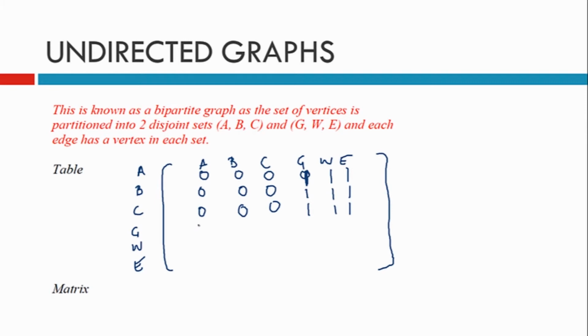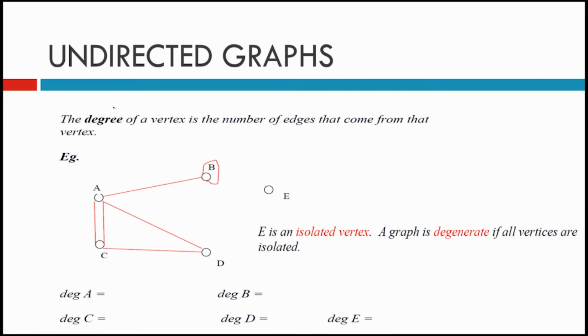So the utilities do connect to the houses, so we've got 1, 1 and 1, but the utilities don't connect to each other, so we've got 0, 0, 0. And that belongs to all the utilities as well. Okay, so we have to make sure that we do that properly. And we have to show them all along the top and along the side because we have to include every vertex.